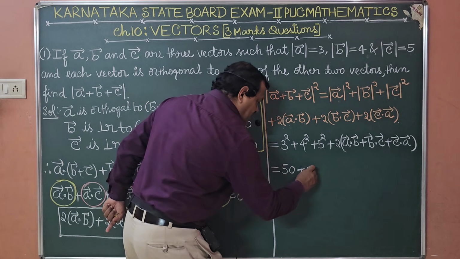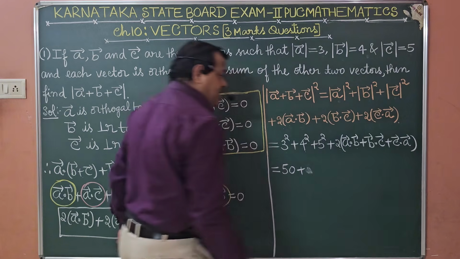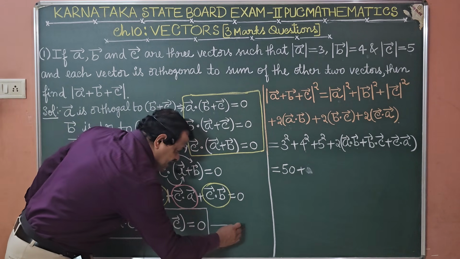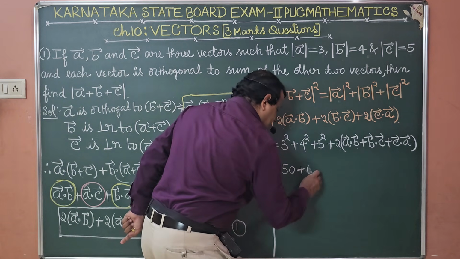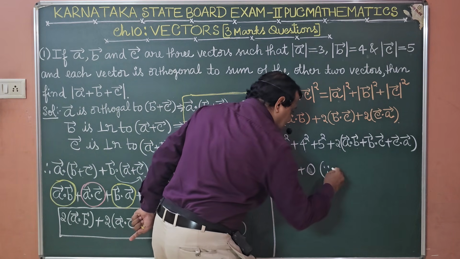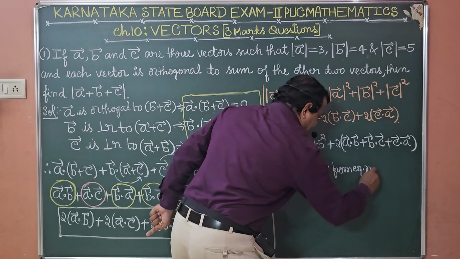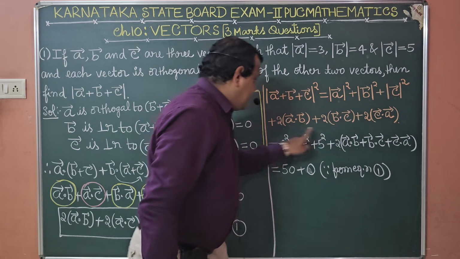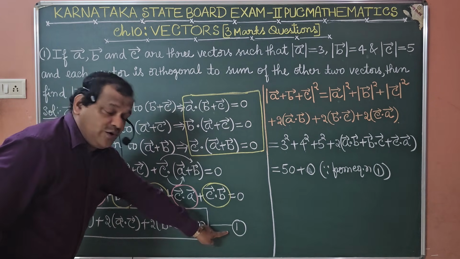This plus 2 into A dot B plus B dot C plus C dot A. See, we got it here. In fact, this is my equation 1, so this is nothing but 0. How? Because it is from equation 1. Or if you don't want, you don't take 2 common. Directly we have this, but that entire sum is 0 because of equation 1.